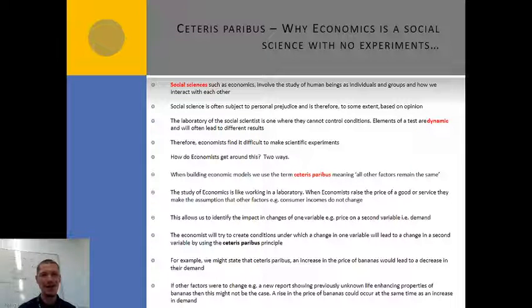Okay, and there's a bit of Latin up there on the title. I'm not going to worry about that yet. So social sciences, like economics, like psychology, psychology is a social science, I think. Definitely like sociology. They involve the study of human beings, and we're looking at human behaviour. We're also looking at groups and how people interact with each other.